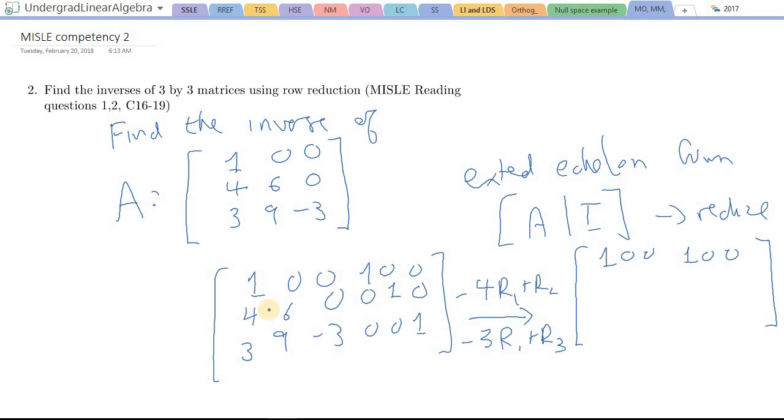Second row, minus 4 plus 4 is 0. 0 plus 6 is 6. 0 plus 0 is 0. Minus 4 plus 0 is minus 4. 0 plus 1 is 1. 0. Okay. Last row. Minus 3 plus 3 is 0. 0 plus 9 is 9. 0 plus minus 3 is minus 3. Minus 3 plus 0 is minus 3. 0 plus 0 is 0. 0 plus 1 is 1.